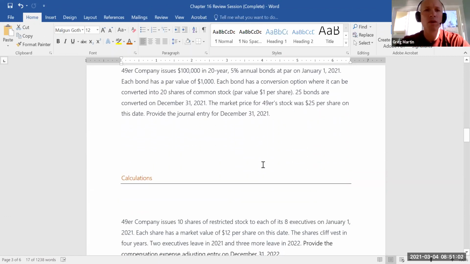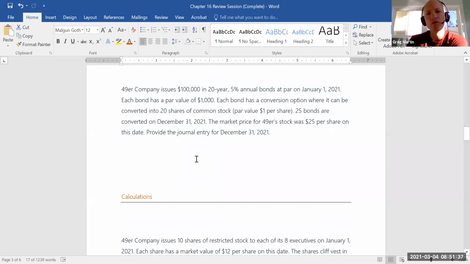All right. 49er Company issues $100,000 in 20-year, 5% annual bonds at par on January 1st, 2021. Each bond has a par value of $1,000, so there are 100 bonds. Each bond has a conversion option where it can be converted into 20 shares of common stock. 25 bonds are converted on December 31st, 2021. At this time, the market price for 49er stock was $25 per share. Provide the journal entry for December 31st, 2021, when these bonds are converted.